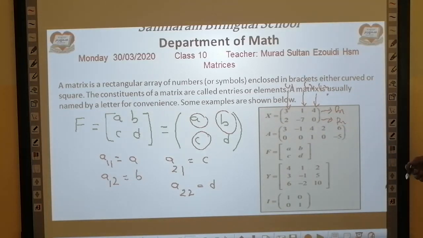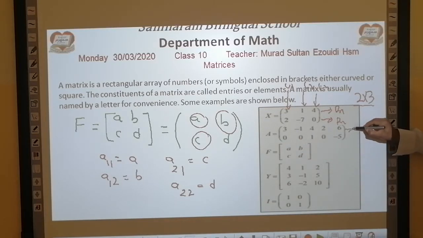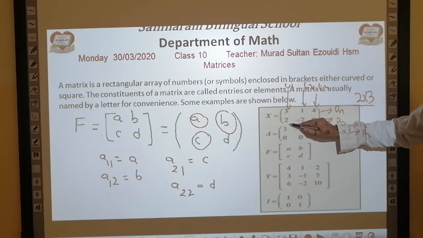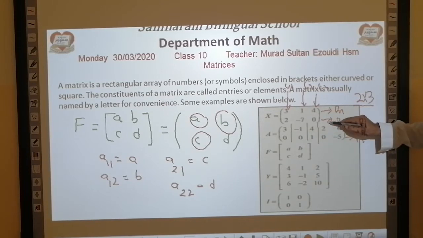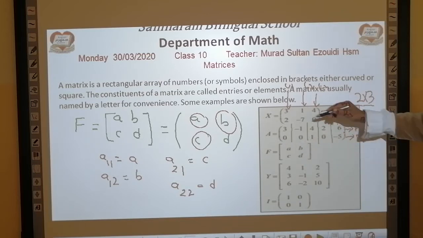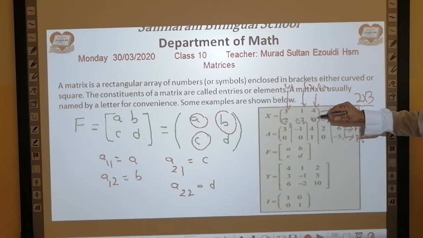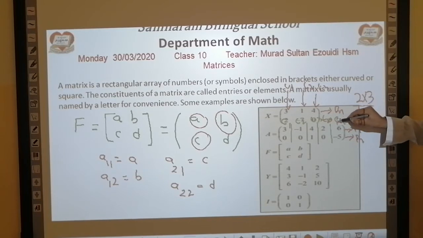If you would like to work out the order, we'll see this after. The order of this matrix X is 2 by 3. We say that the order of this matrix is 2 by 3. The next one, how many rows? We have only two rows, R1, row number 1, then R2, row number 2. But what about the columns? We have column 1, column 2, column 3, column 4, column 5. This is C1, this is C2, this is C3, this is C4, and this one is C5.